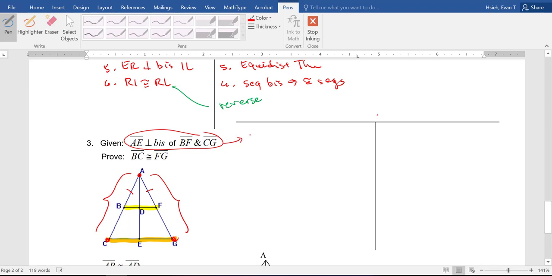So the way I'm going to write this is step 1 is given. Step 2, I know that AB is congruent to AF because A is equidistant from the endpoints B and F, and AC is congruent to AG because A is equidistant from the endpoints C and G. That is just the reverse, and again, you need to write it out. Okay, because I know this, then BC is congruent to FG, and that's just going to be a subtraction.